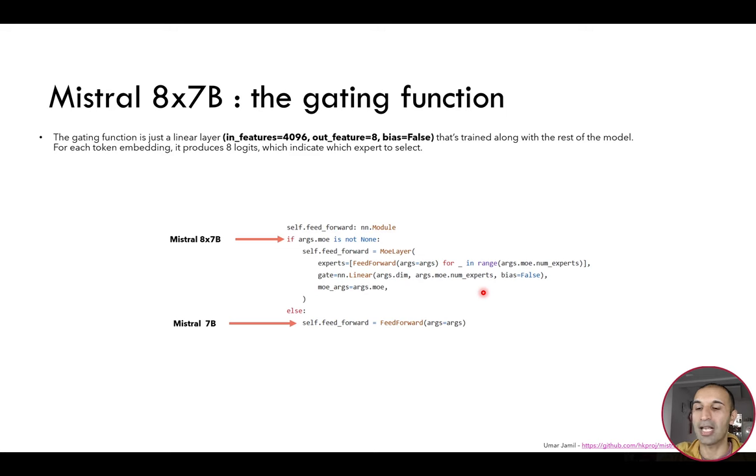And this is the implementation as done in the code. As you can see, in the case of Mistral 7B, we have as feed forward just a feed forward neural network, which is two linear layers. In the case of Mistral 8x7B, it's not only one feed forward network, but it's eight feed forward networks. So this, as you can see, is an array of eight feed-forward networks with a gating function, which is just a linear layer, which converts from the embedding size to 8, which is the number of experts. So it produces for each embedding, so for each token, logits, which indicate which expert this token should run through. And it will run through the top two experts, so the two experts with the top logits scores.